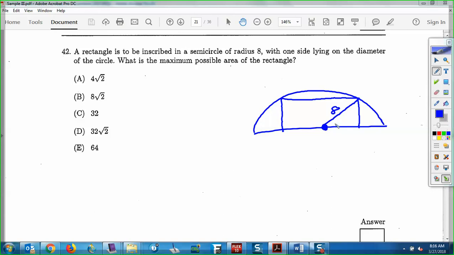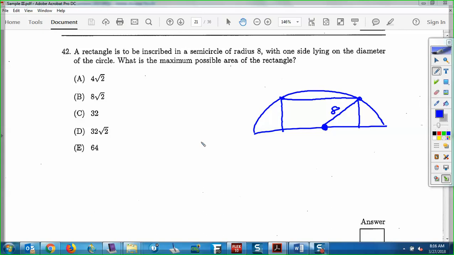Okay? So where it's inscribed, where it's touching the circle, is going to look like this. And again, like I said, one side's lying on the diameter of the circle. What's the maximum possible area of the rectangle? It's good review for optimization. So optimization, step 1, identify what you're trying to maximize or minimize. We're trying to find the max area.